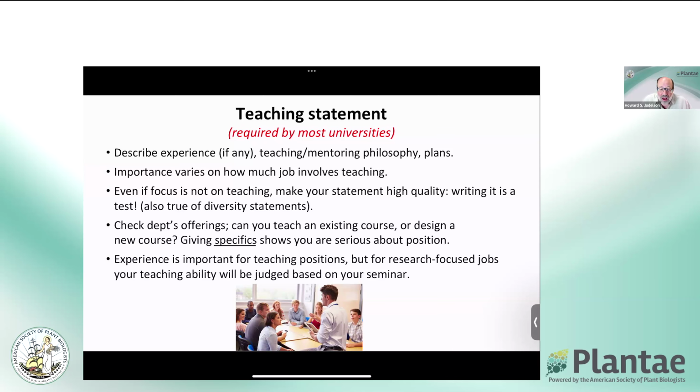Some things you could do which show that you're serious about the job is check what classes are offered by the department. And maybe you could make comments about teaching an existing course or designing a new course. And as I said, teaching experience is important for a teaching position. But for research-focused jobs, your ability to teach is going to be judged mainly based on the seminar that you give when you go for a job talk. Okay, next slide.